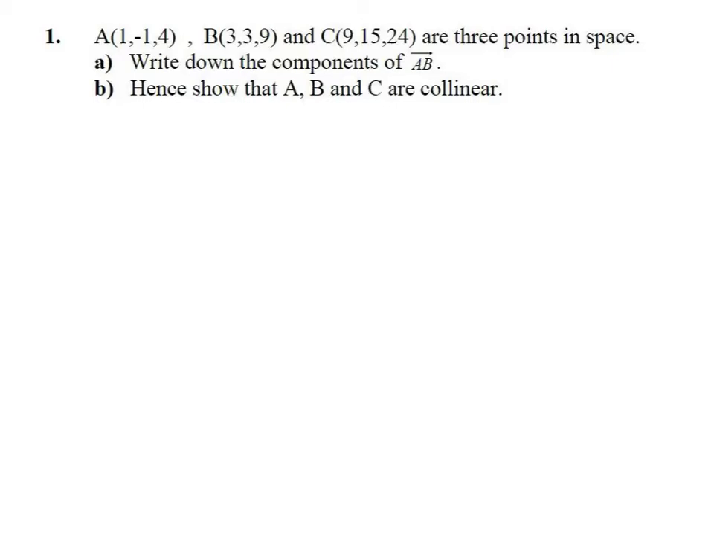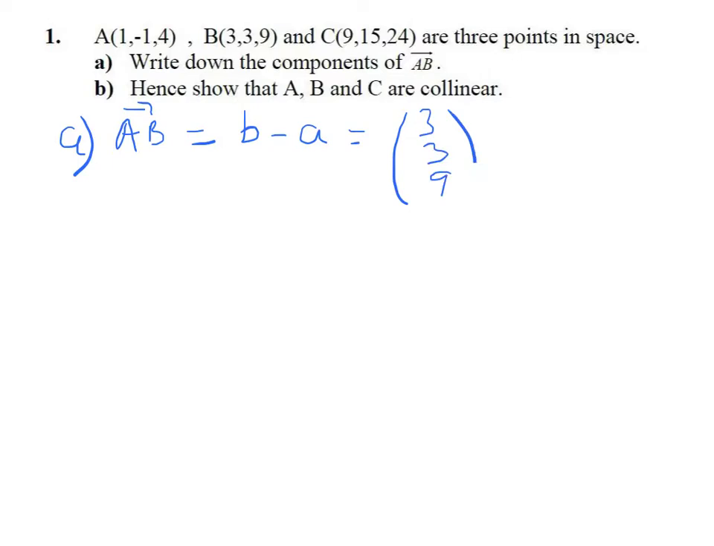Okay, part A is straightforward, finding the components. So AB is equal to B minus A, which is equal to (3, 3, 9) minus (1, -1, 4), which gives me (2, 4, 5). One mark available for that, and you have to get the correct component form.